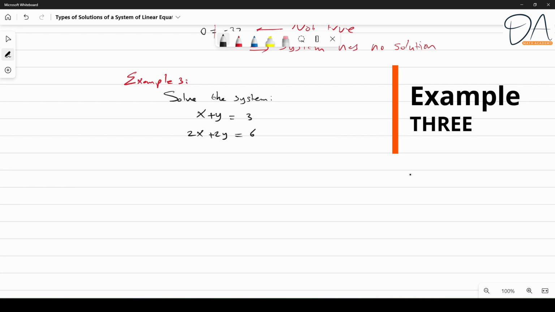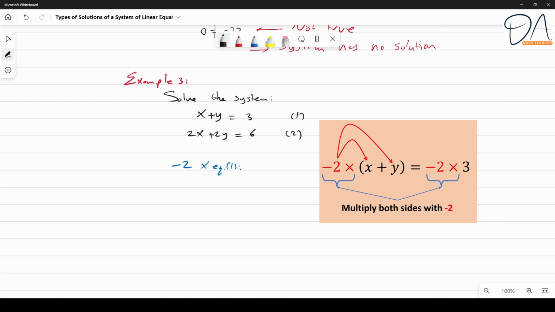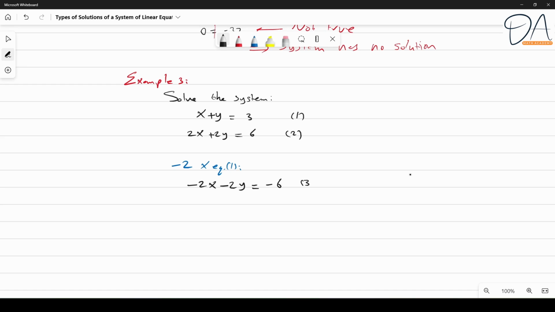Our third example is to solve the system x plus y equals 3 and 2x plus 2y equals 6. Let's call this equation 1 and this is equation 2. Again, I'm going to use elimination and let's eliminate x. To eliminate x, we can multiply the first equation by minus 2 to make the coefficients of x opposite in the two equations. Then minus 2 times x gives you minus 2x, and minus 2 times y gives you minus 2y equals minus 2 times 3, that gives you minus 6, and let's call this equation 3.